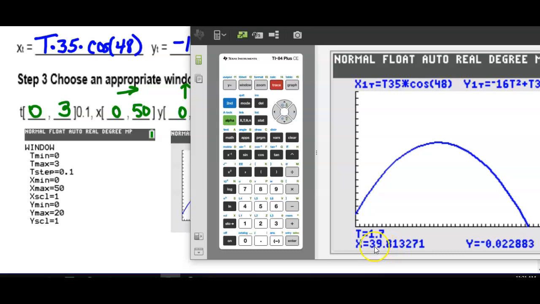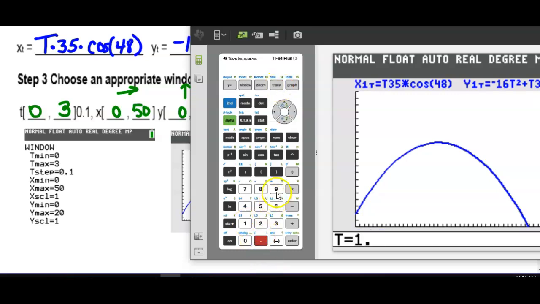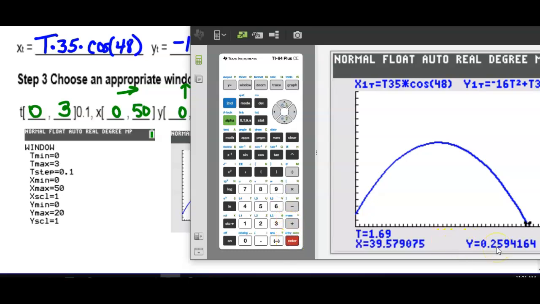then the distance away from me is almost 40 feet. And it took 1.7 seconds till it got there. Now, like here, it's getting close to hitting the ground. Here, it's just below the ground. The only thing you're allowed to adjust is if you wanted to try to get this closer to 0, you could adjust this value of t. So I could type trace 1.69. Okay, there it's just above.